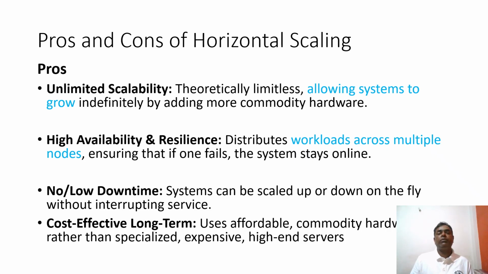Pros and cons of horizontal scaling. The pro is unlimited scaling. That means theoretically limitless, because we can increase the number of machines. We can connect any number of machines in this case.